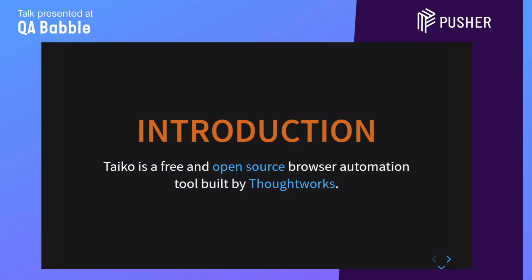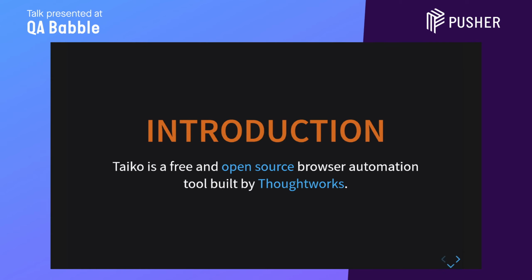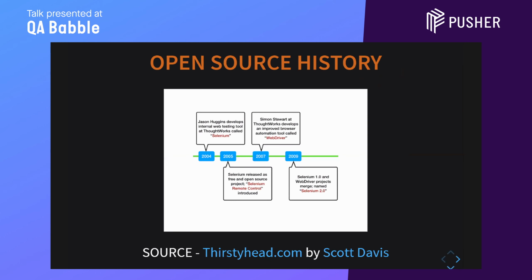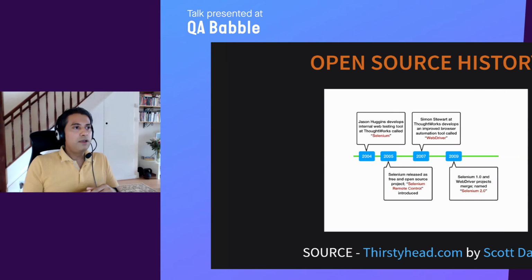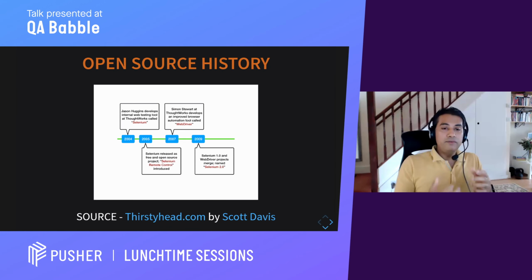Okay, so Taiko, introduction. It's a free and open source browser automation tool built by Thoughtworks. Thoughtworks itself has a very great open source history because they were actually the people who created Selenium that we are all familiar with. They were also the people who came out with WebDriver, and WebDriver combined with Selenium became Selenium WebDriver, and WebDriver is currently a W3C standard.